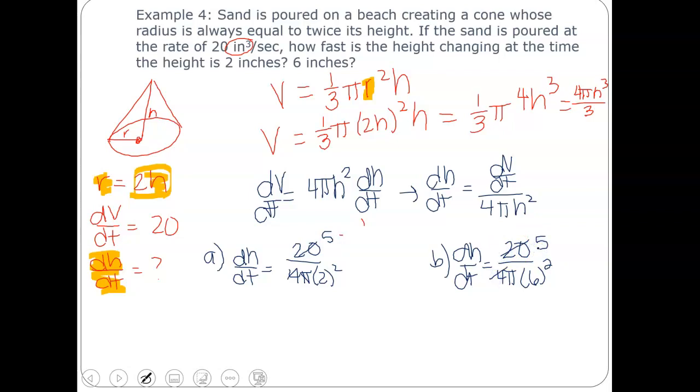So then you get 5 over 4 pi inches per second, and then I get 5 over 36 pi inches per second. So you can see that as it's getting taller, the height is changing more slowly. As the cone gets taller, the height is changing more slowly. It's getting wider before it's getting taller. And that should make sense.